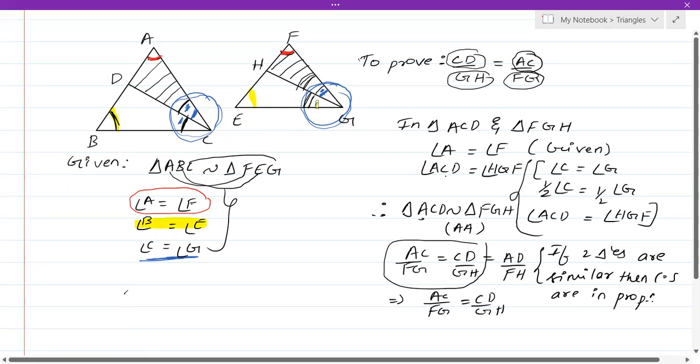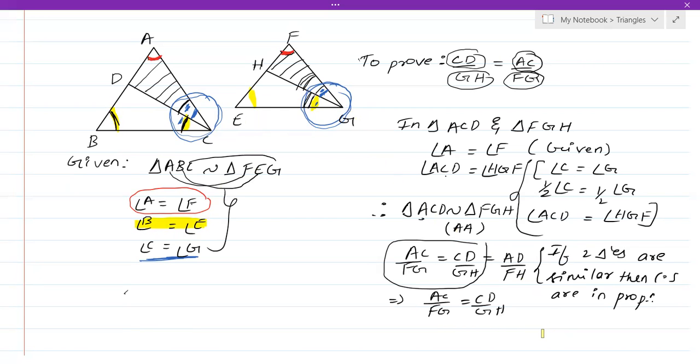Okay. Similarly, the half of the angle C is equal to angle G. The half of the angle, this HGE and DCB are equal. If two angles are equal, then the triangles are similar. Okay. This is how we prove the second part.